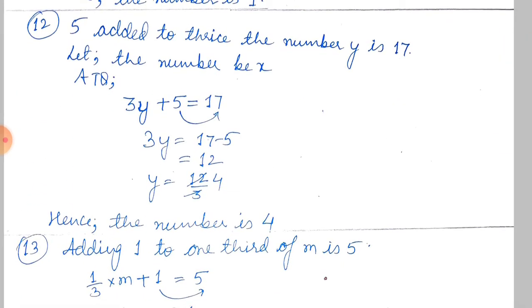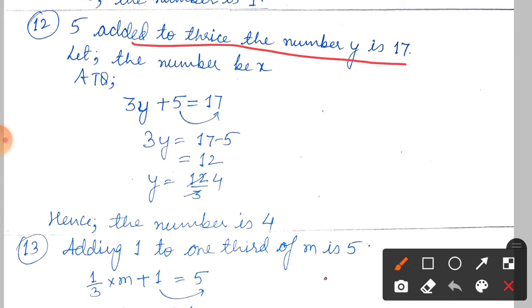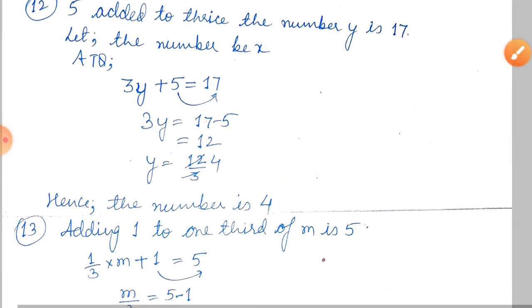Now question number 12 is, 5 added to thrice the number y is 17. So let the number be y. 5 added to means plus 5. Thrice the number y means 3y. So 3y plus 5 is equal to 17. So after simplification the number is 4.